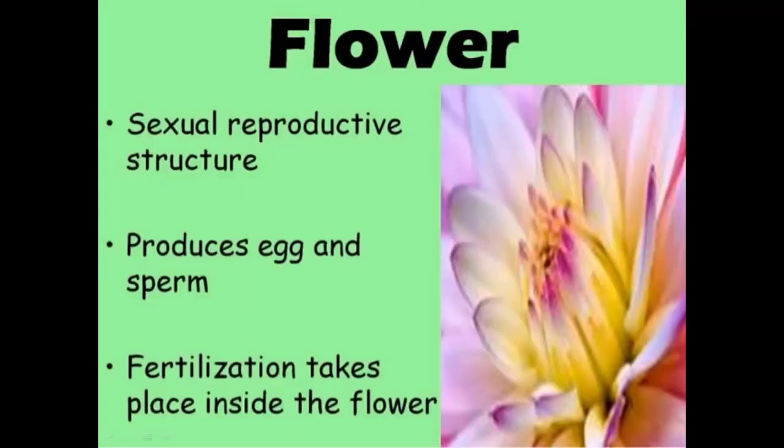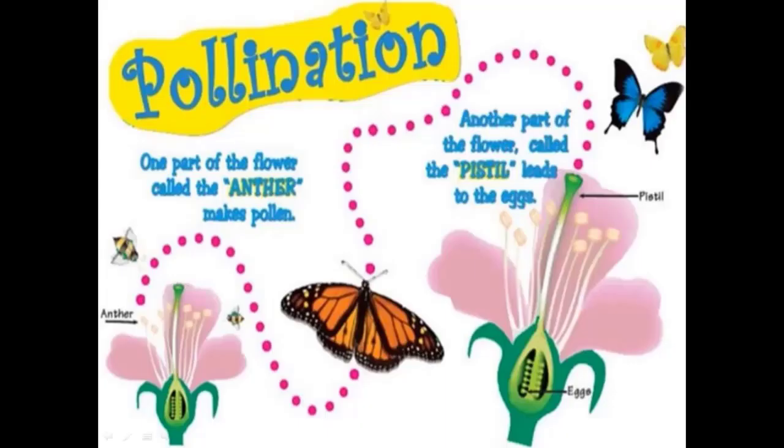Why are we talking about the flower? The sexual reproductive structure of the flower produces the egg and the sperm, and fertilization takes place inside the flower. We can say that another way of reproduction is through pollination. What is pollination?